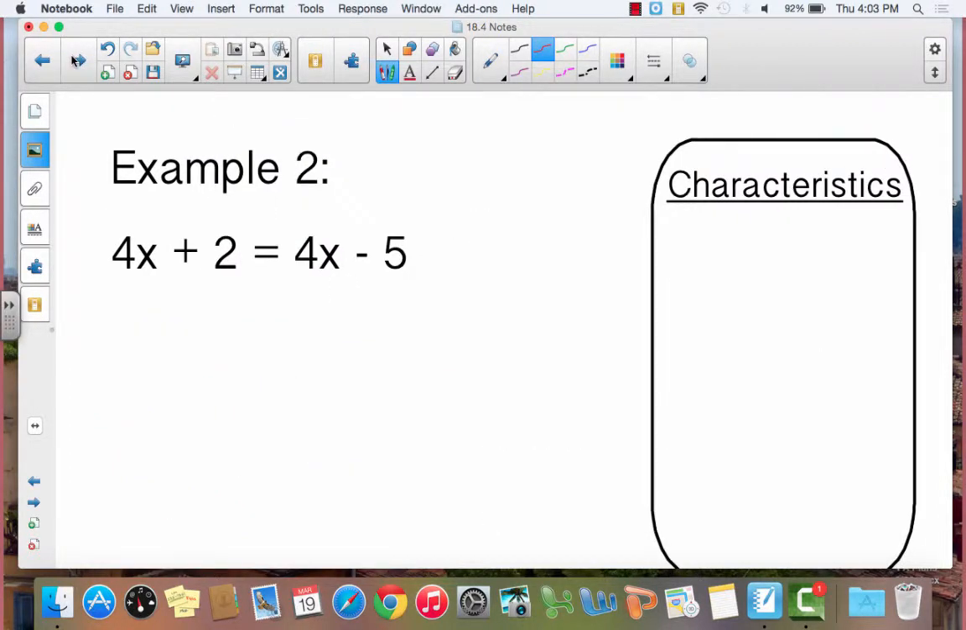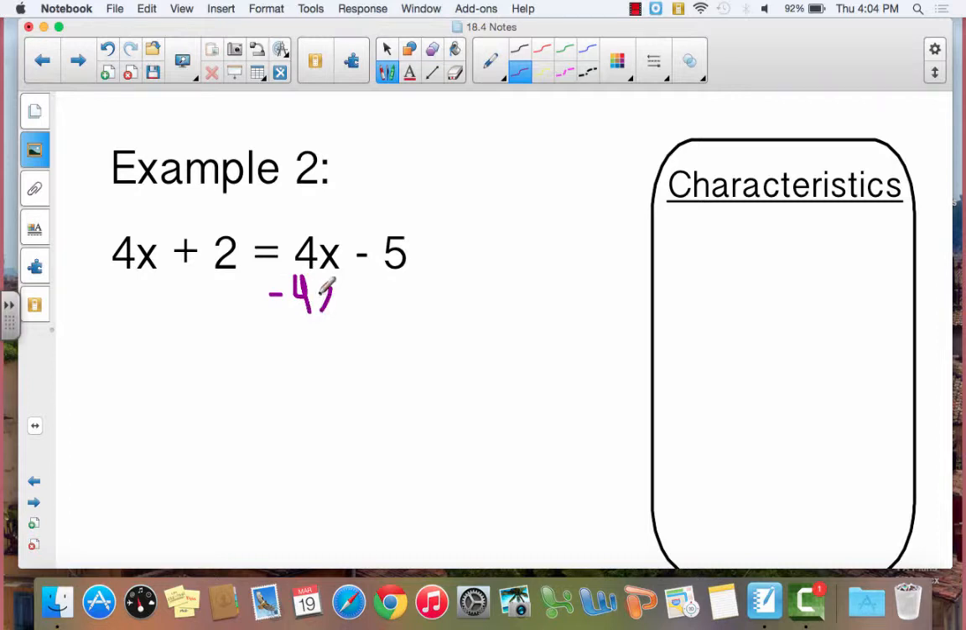Here's our second example, 4x plus 2 equals 4x minus 5. And here I don't see any parentheses, so I don't have to use the distributive property, and there are no like terms that can be combined. So I'm going to start solving the equation. And I know that the first thing I have to do is get my variables onto the same side. So seeing as this is a positive 4x, I'm going to subtract 4x.